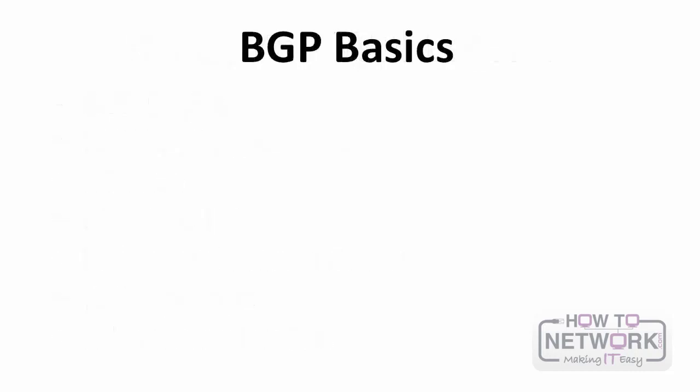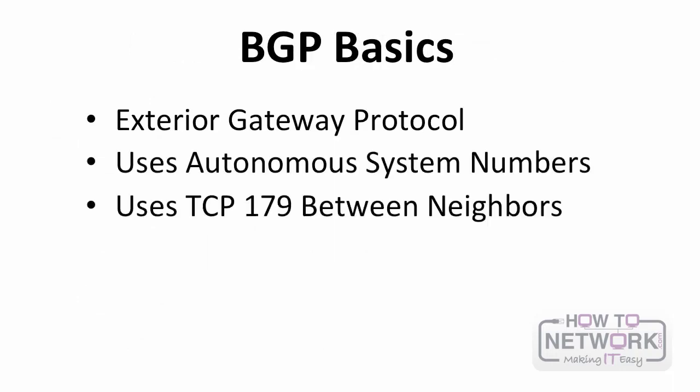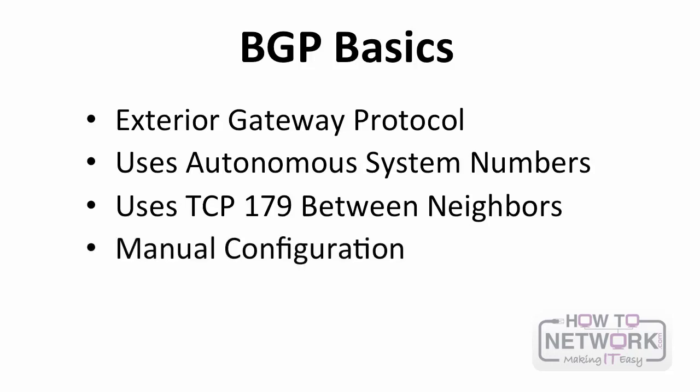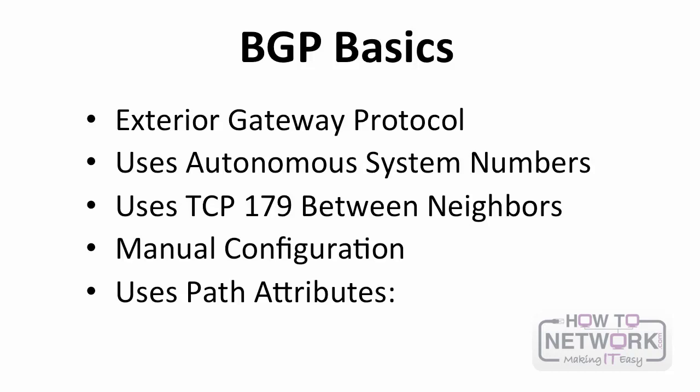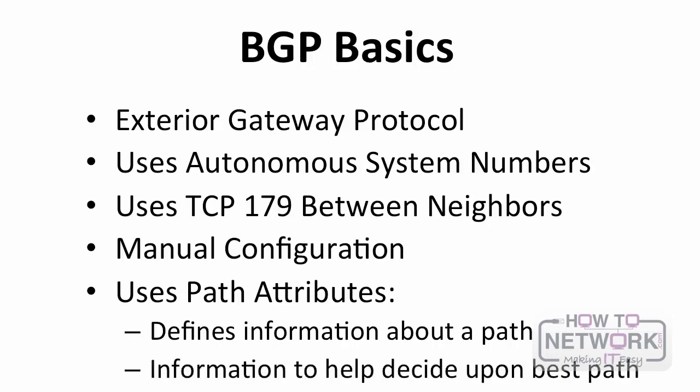BGP is an exterior gateway protocol that uses autonomous system numbers. It uses TCP 179 to communicate between neighbors, and it really is a protocol that requires manual configuration for almost everything. It doesn't really do anything unless you tell it to do it, which I really like about the protocol. Now, it uses path attributes, which are key in decision making on choosing the best route. Path attributes define information about a path, but this information can also be used to help decide upon the best path. And we will draw that out in a minute here so you can understand that better.